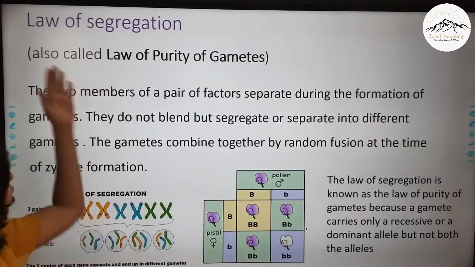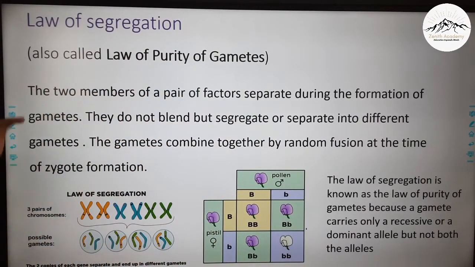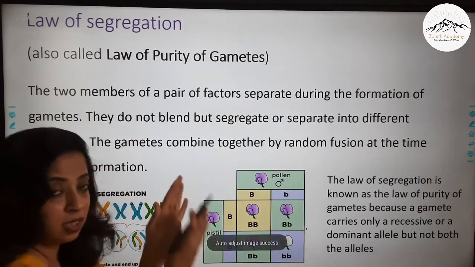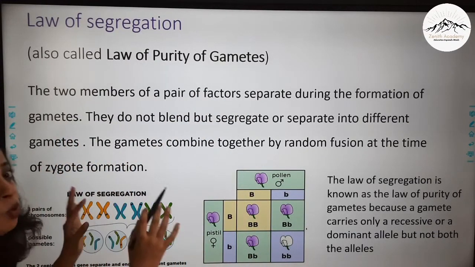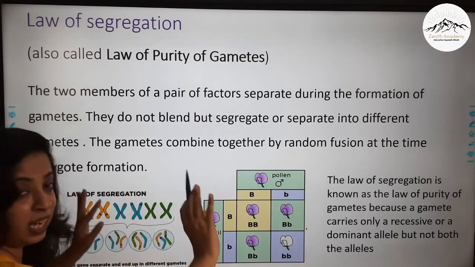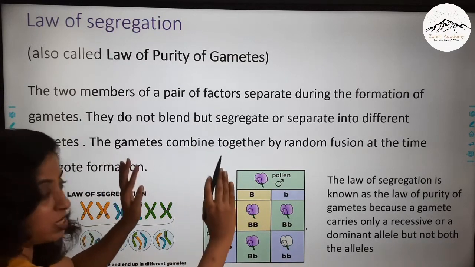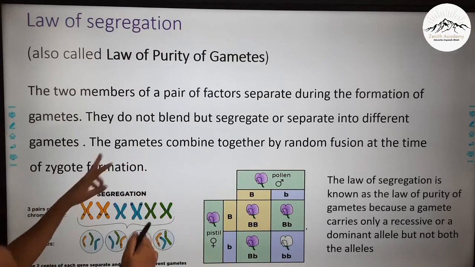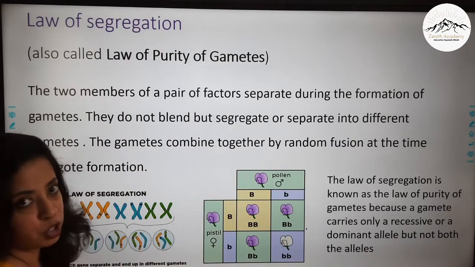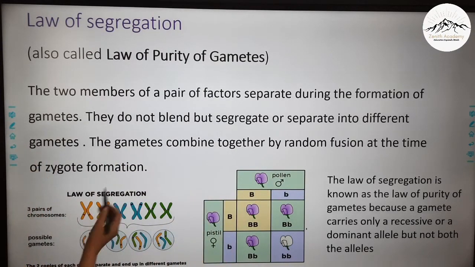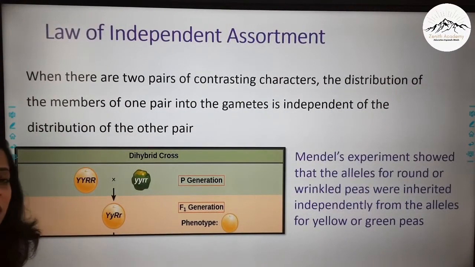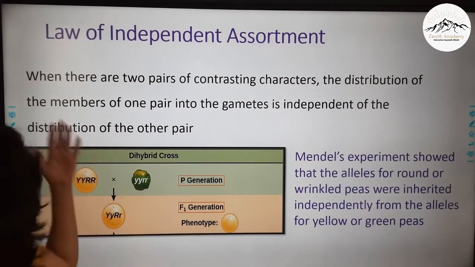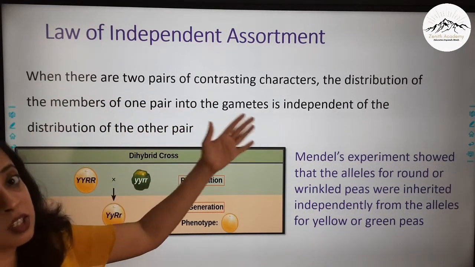I hope you understood the law of segregation, which says that two members of a pair of factors first separate during the formation of gametes, and then they do not blend, but they segregate or separate. So capital B and small b separate, and then they combine together by random fusion at the time of zygote formation. Now let's go on to our third and last law, which is the law of independent assortment.